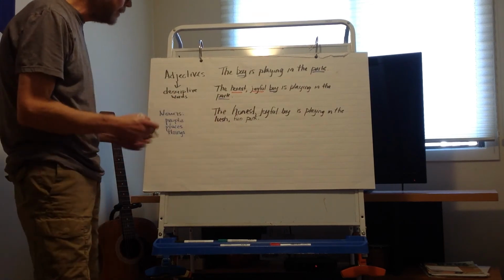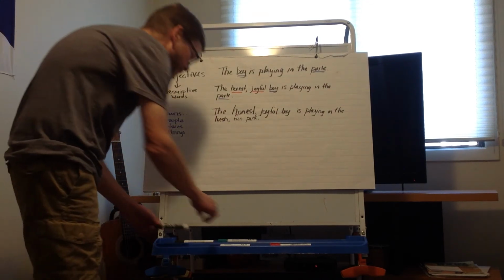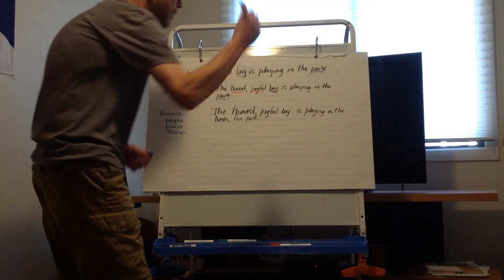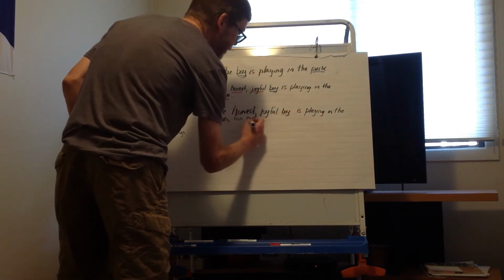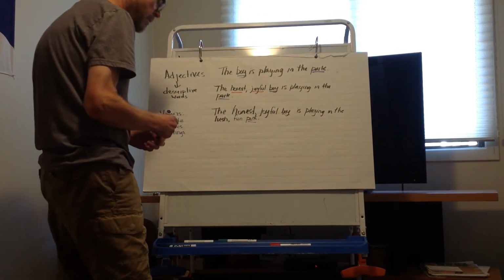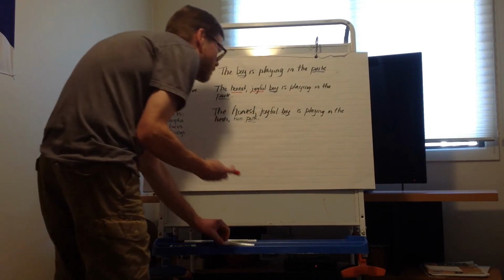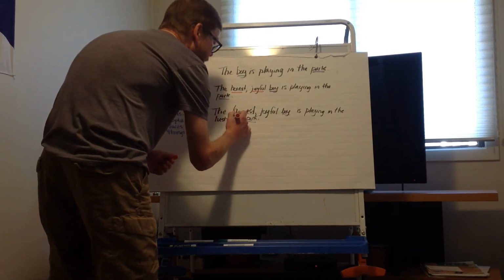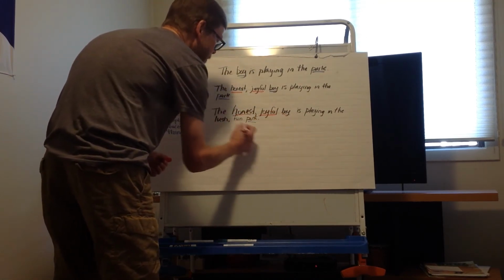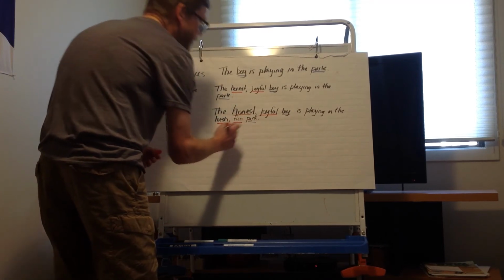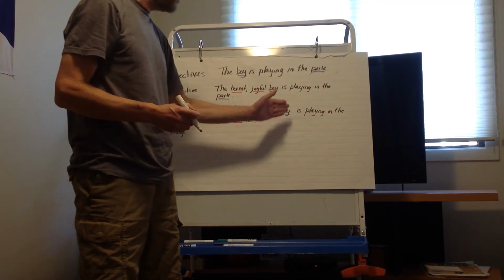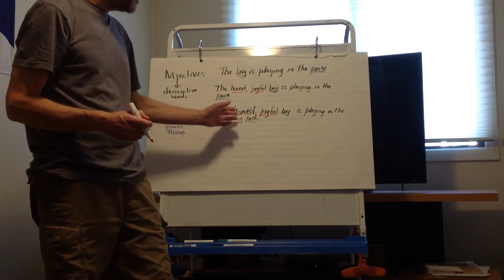Now I got a little crowded here. I could have gone a little bit more spacious, but that's okay. So, our nouns, boy, park, excellent. Our adjectives, honest, joyful, lush, fun. So the boy is honest and joyful, the park is lush and fun.